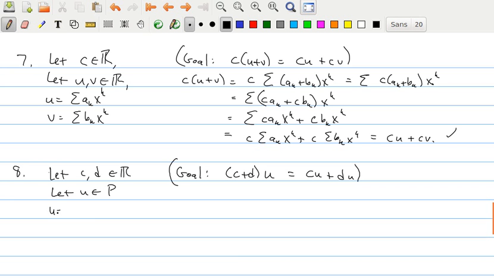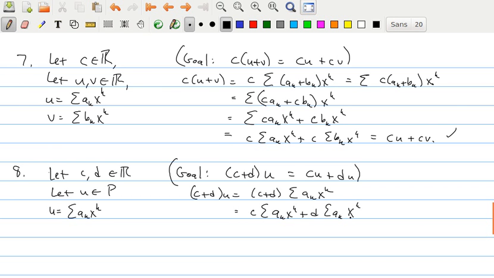So u must be a string of coefficients and powers of x. So let's write this out. c plus d times u. This is c plus d times, the definition of u is that this is the sum of ak x to the k. And now this c plus d is nothing more than a polynomial, which is of very low degree, so we know we can distribute this polynomial through the other polynomial, and we get c sum of ak x to the k plus d sum of ak x to the k.